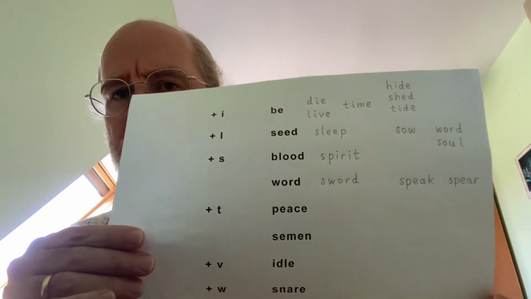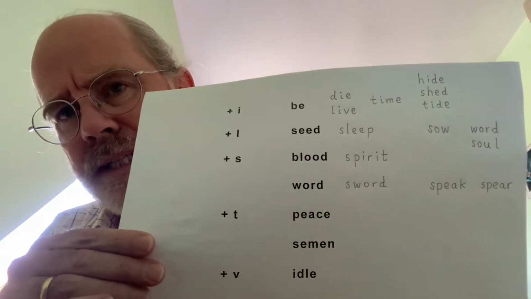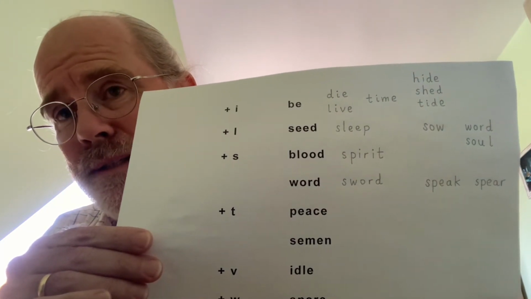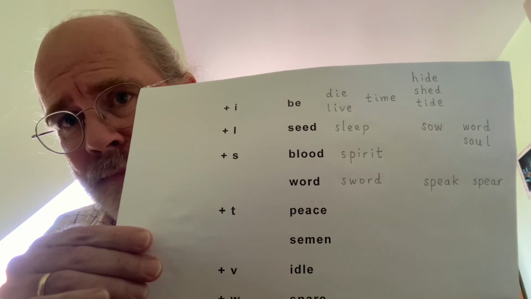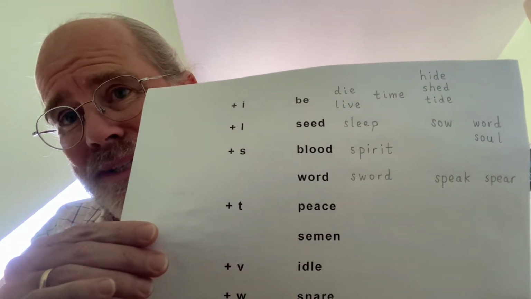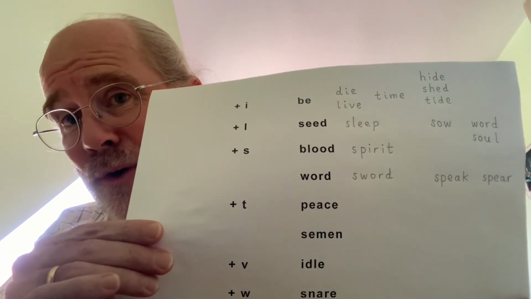So, word, sword, speak, spear. And saints can often also be depicted with a spear. And what's the other weapon often used in antiquity? Well, a bow and arrow.